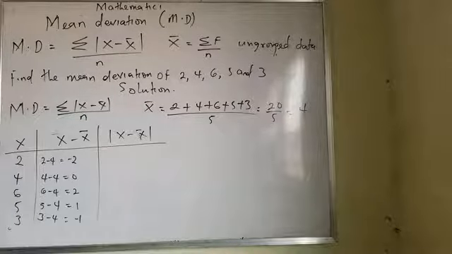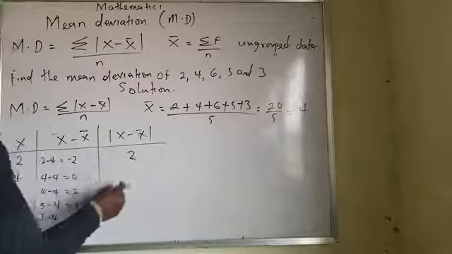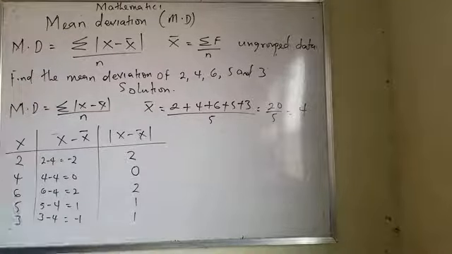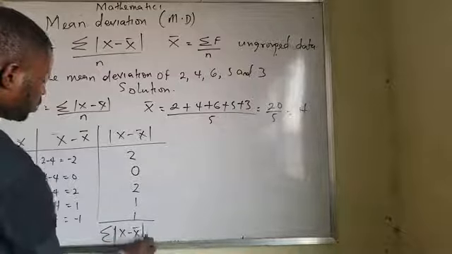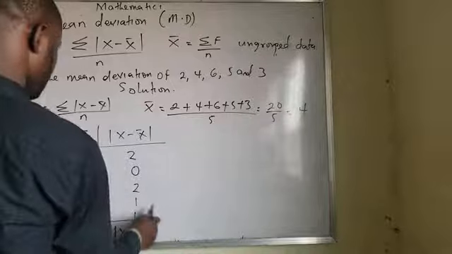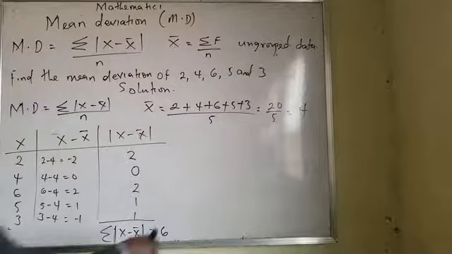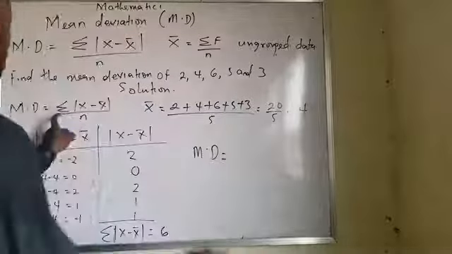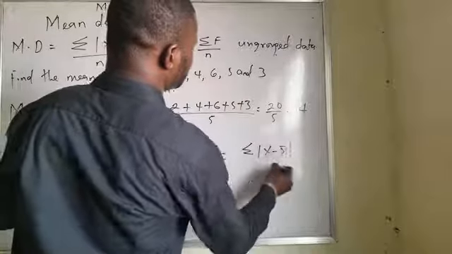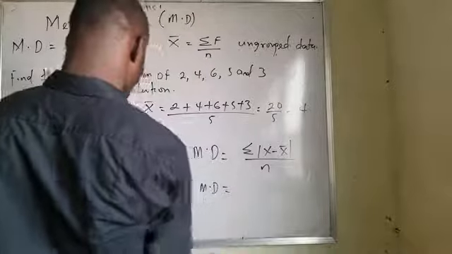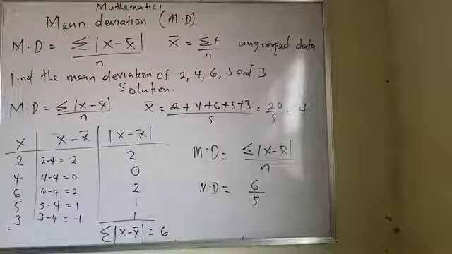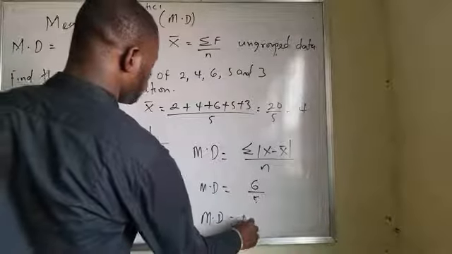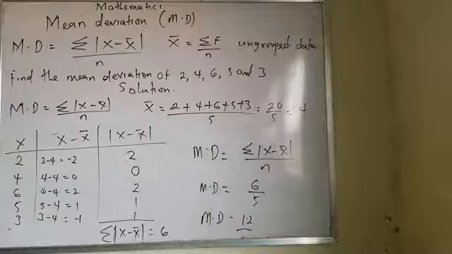Okay. Now, the absolute value part of it means anywhere you see minus, you neglect the minus. So 2, 0, 2, 1, 1 is my absolute value. It means the summation of the absolute value of x minus x bar will be 6. Now, my MD will be equal to the summation of x minus x bar divided by N, which is 6 divided by 5, that is 1.2. That is my answer. Can you see that it's very, very simple to deal with?